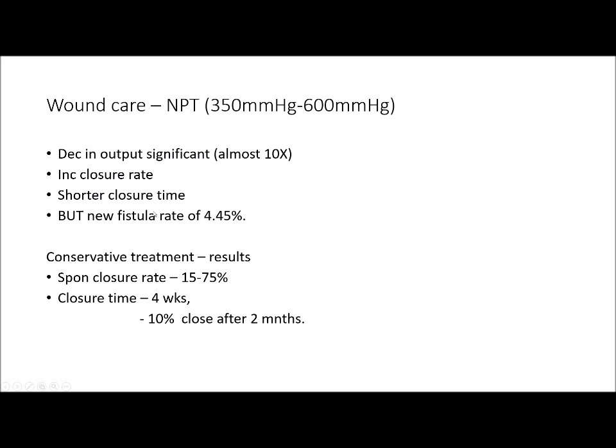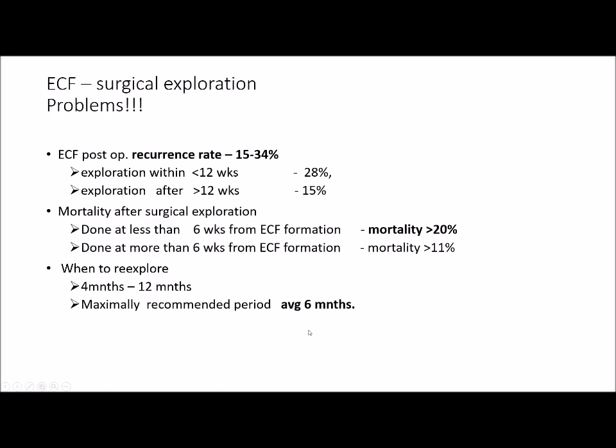Now, once you carry out this conservative treatment, you hope for a spontaneous closure. Does it occur? Yes, it does occur. And it has been documented to occur in almost 15 to 75% of patients, right? The closure time documented is about 4 weeks in most of the patients. A further 10% would close after more than 2 months. That means 8 and 4, that means 12 weeks. So we have 4 weeks or 12 weeks. In one, the closure time is 4 weeks. 10% would close in 2 months.